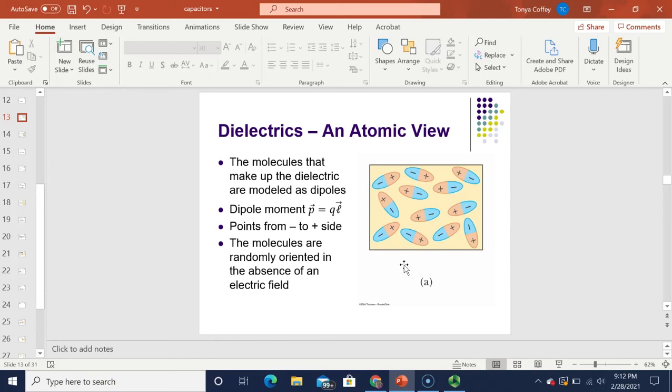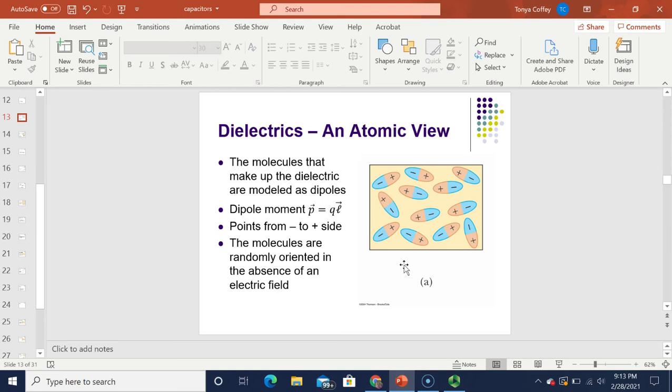So now let's remember our dipole moment P is equal to the magnitude of either charge in the dipole Q times the vector L that points in between the two charges. So the magnitude of L is the distance that separates those two charges, and L points from the negative charge to the positive charge, okay?